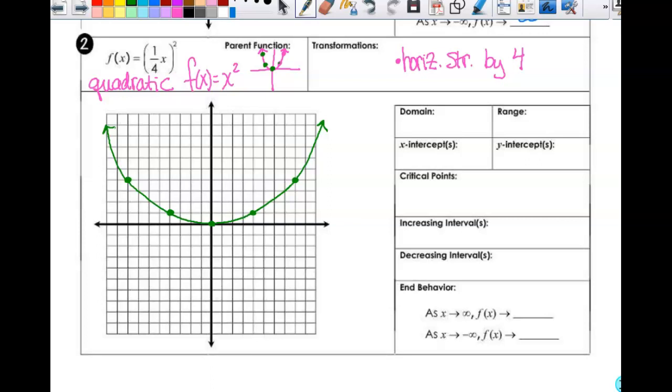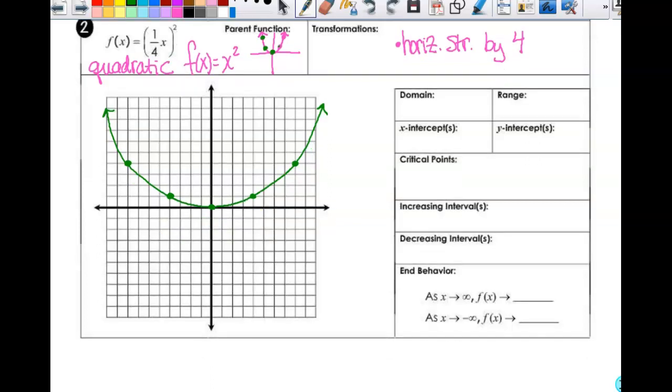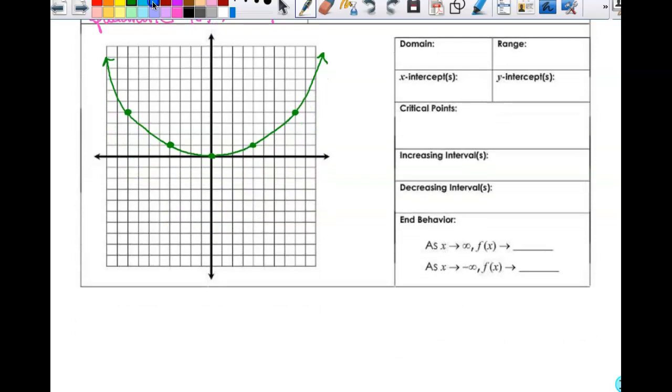Any questions at this point? All right, my domain and range. Okay, so domain's pretty easy, all of it, so -infinity to infinity. Is my range infinity to 0? No, it is 0 to infinity. Least to greatest, left to right, bottom to top. My x-intercept I plotted, it's 0, 0. That's also my y-intercept, so that's nice.